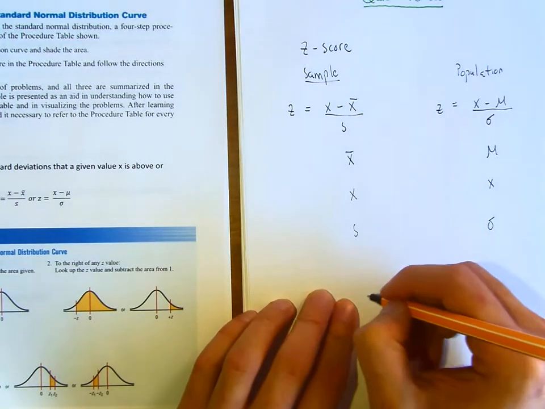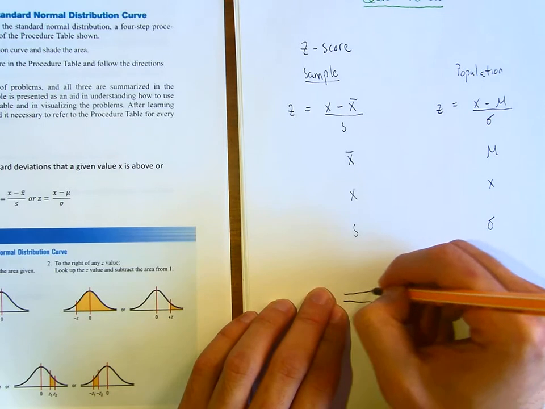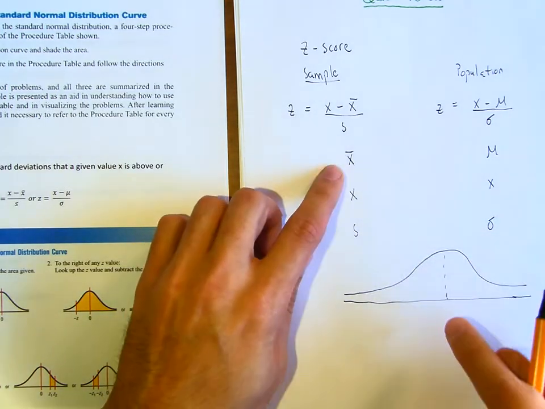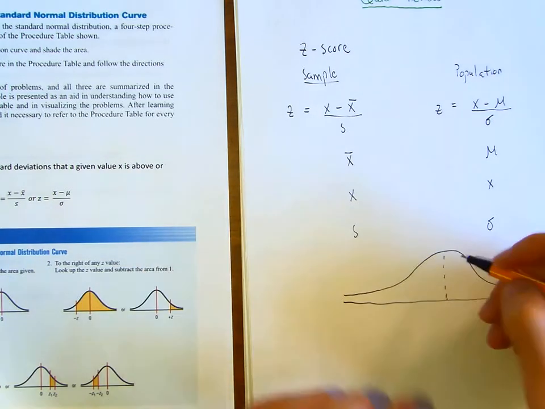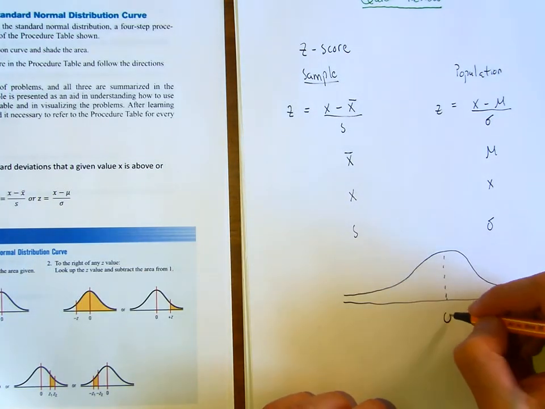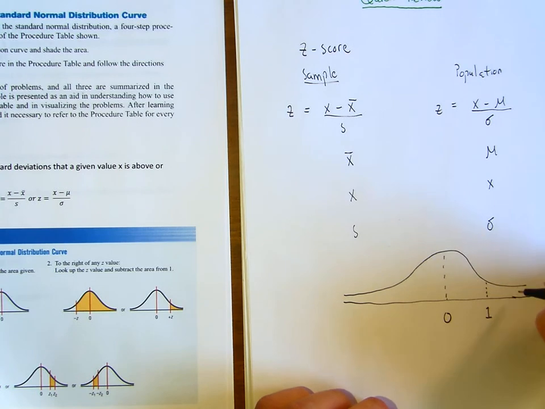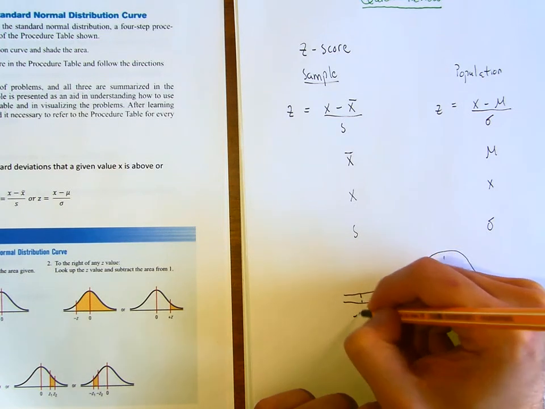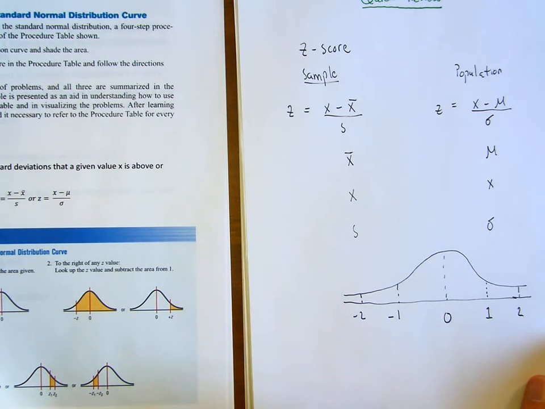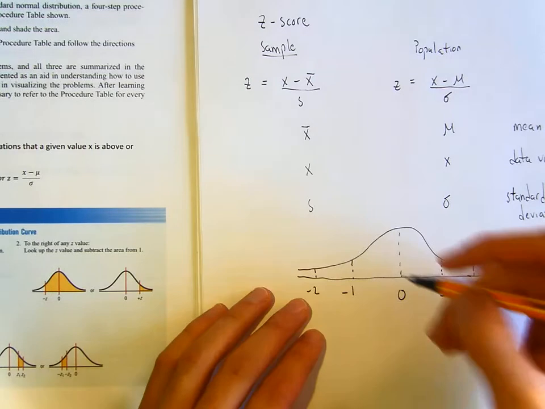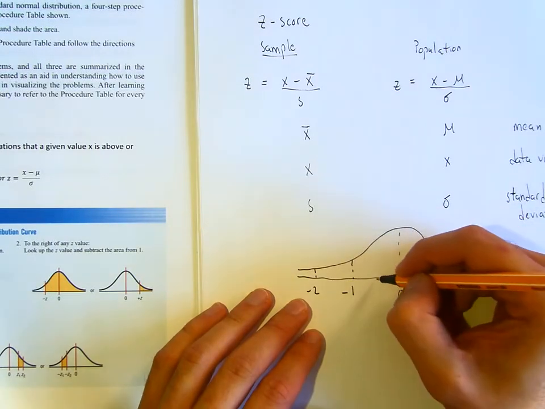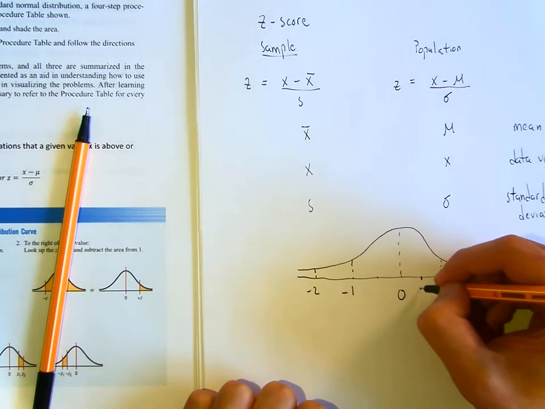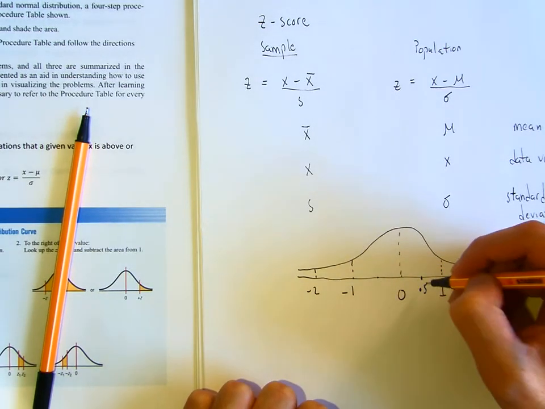What does our graph look like? Our normal distribution will have something like this. Usually we had x bar or mu at the center, but we could also state that this value is 0. This is 1 standard deviation, 2 standard deviations, and this is -1 standard deviation, -2 standard deviations to the left. The idea for this lesson is, let's say we had a z-score of 0.5.